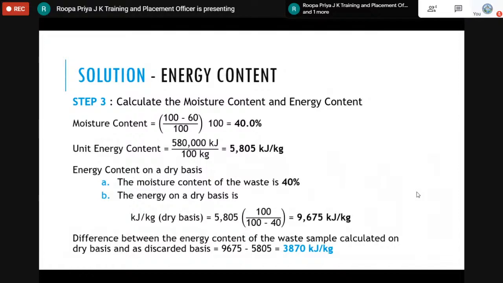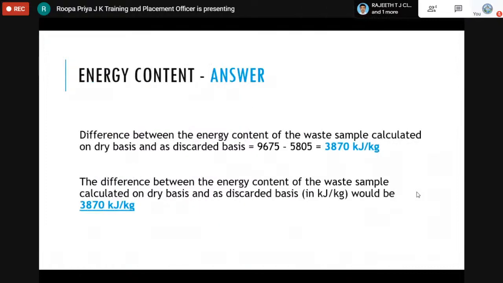But the question is about the difference between the energy content of the waste sample calculated on a dry basis and as discarded basis. So now we have 9,675 kilojoule per kg on a dry basis, and on discarded basis, we have 5,805 kilojoule per kg. So when we find the difference between these two, we get 3,870 kilojoule per kg, and this is the answer for this particular question. So the difference between the energy content of the waste sample calculated on dry basis and as discarded basis is equal to 3,870 kilojoule per kg.